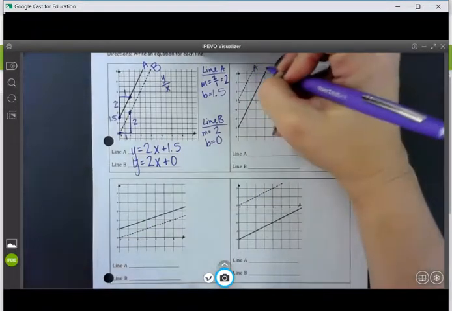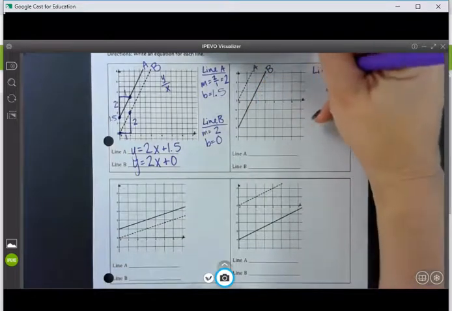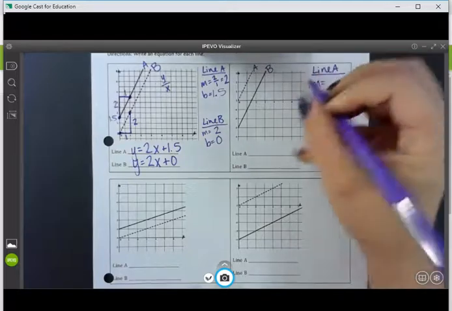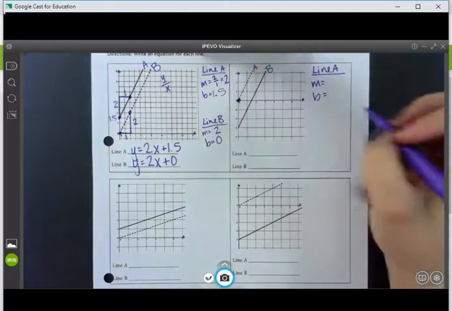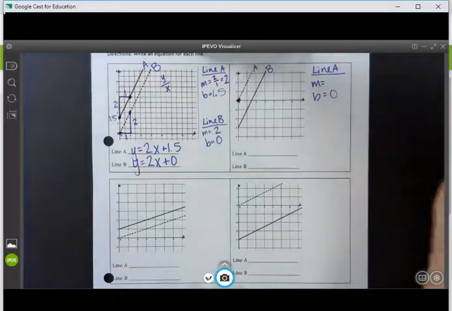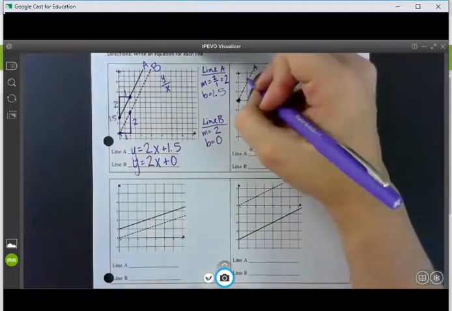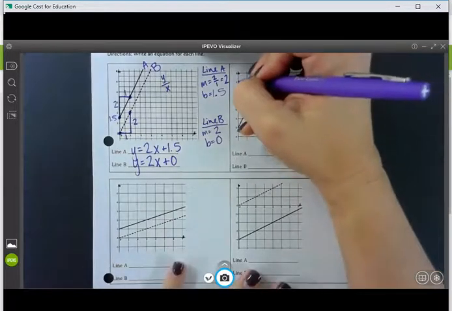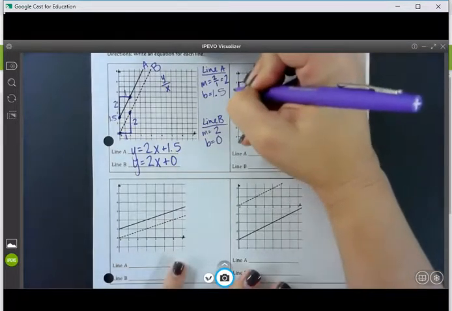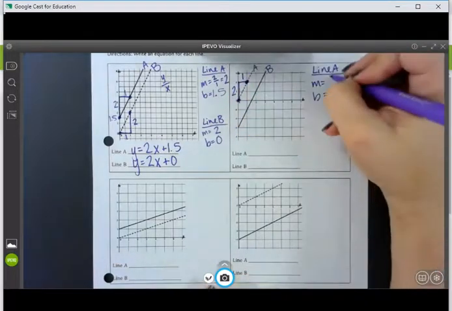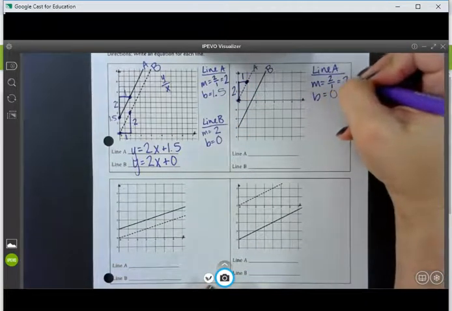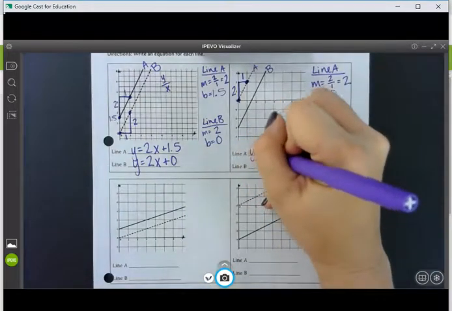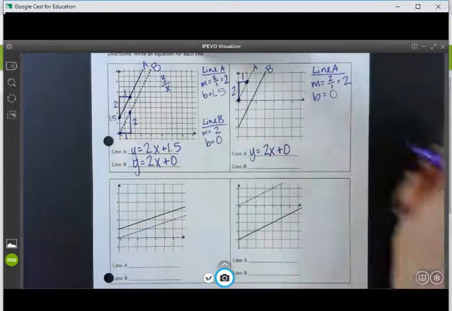All right, let's do these next two. So for line A, our vertical intercept is 0. Find another perfect point. Make sure you pay attention to the numbering. Each of these boxes is worth 1. So if we go up 2 boxes, that'd be 2 over 1, or 2. So for line A, we get y equals 2x plus 0.